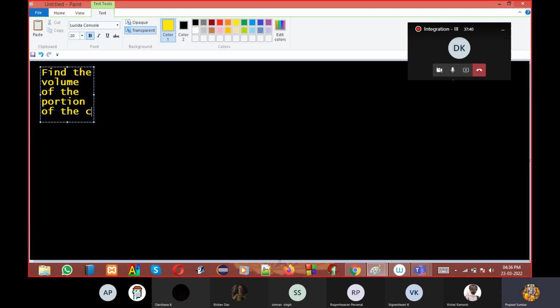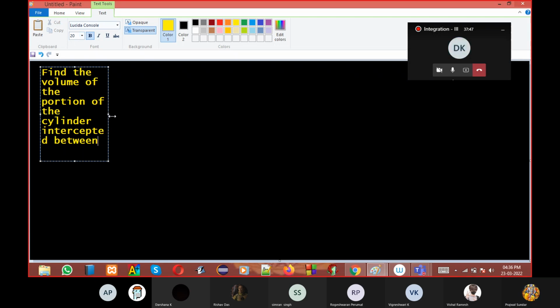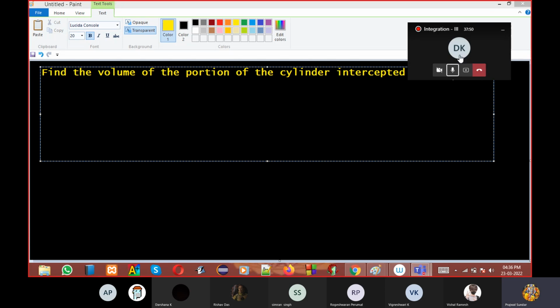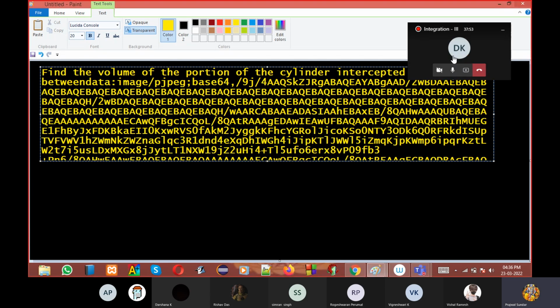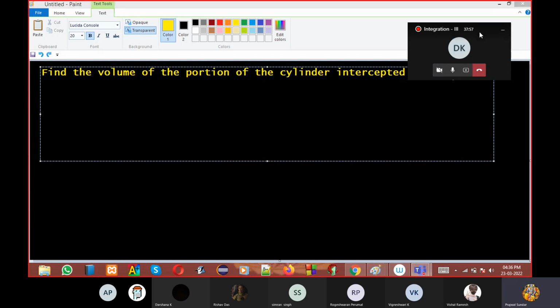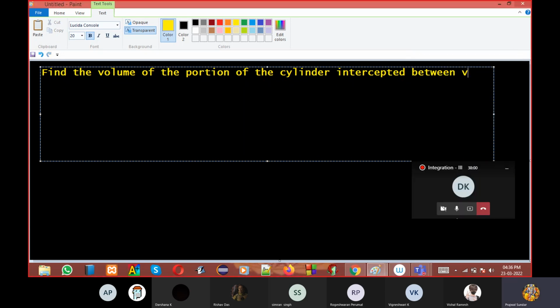Of the portion of the cylinder x squared plus y squared equal to 1, intersected between z equal to 0 and the paraboloid z equal to 4 minus x squared minus y squared. This question.